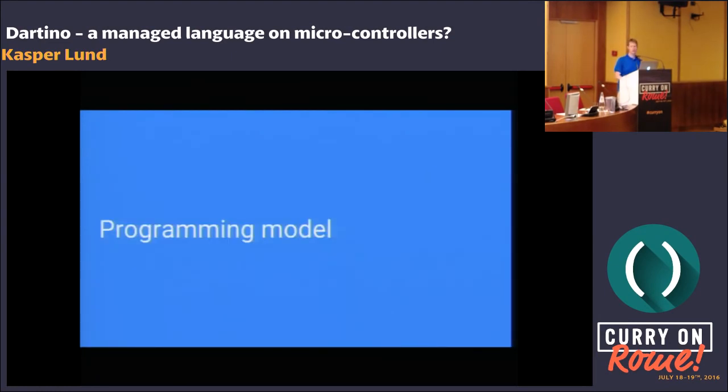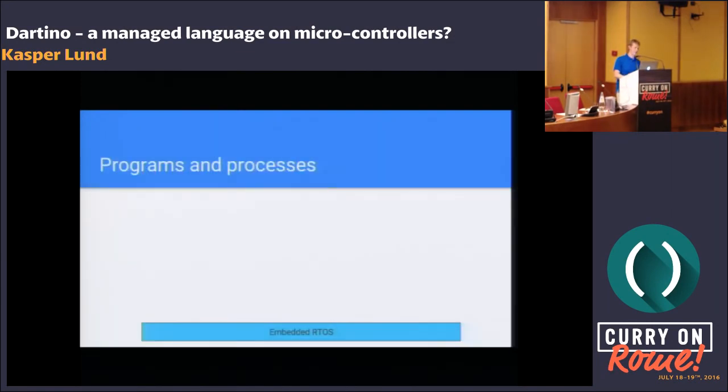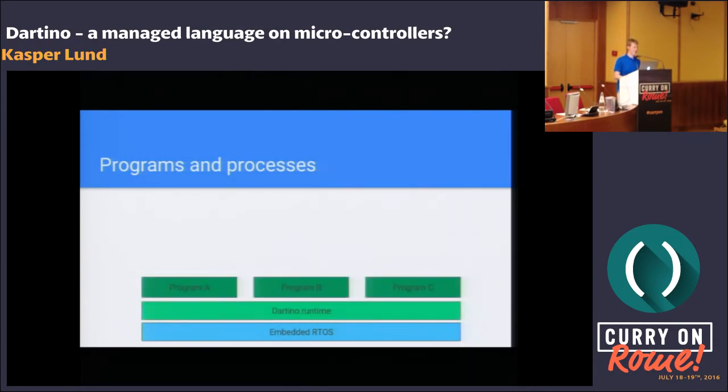So the programming model that we're proposing for a managed language on these small devices needs to be a little bit more flexible than what you can get from a stack based on C. So what we do is at the bottom layer, we have a traditional embedded real-time OS. We use FreeRTOS for a lot of things because it's open and available, and we like the accessibility that's built into that. On top of that, we put the Dartino runtime, and then we allow you to have multiple independently developed programs that run on top of this setup.